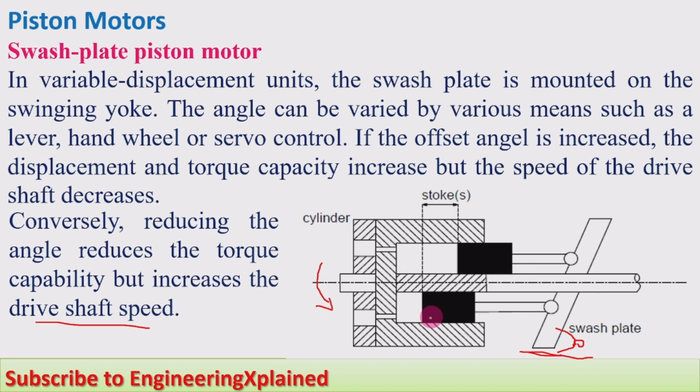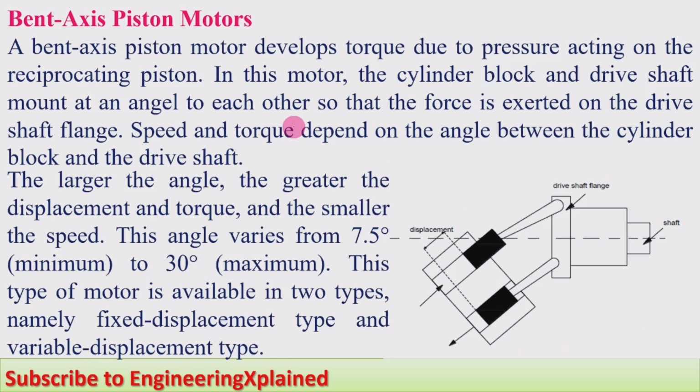Here the pistons reciprocate inside during the flow of the fluid, and thereby we get rotation of the shaft in the piston motor. That is the swash plate type piston motor. Next one, the bent axis piston motor. A bent axis piston motor develops torque due to pressure acting on the reciprocating piston.